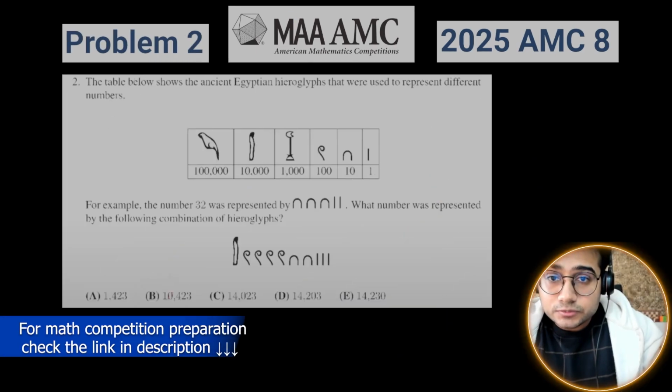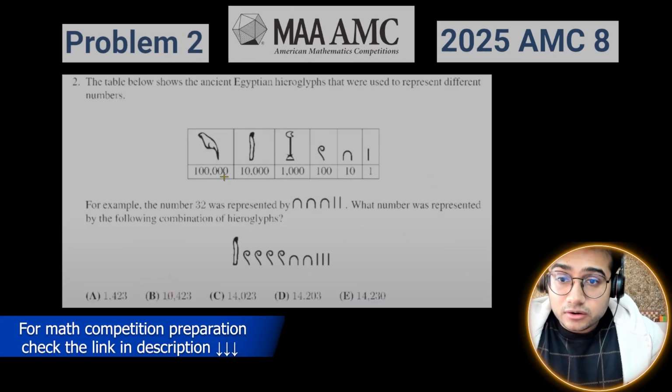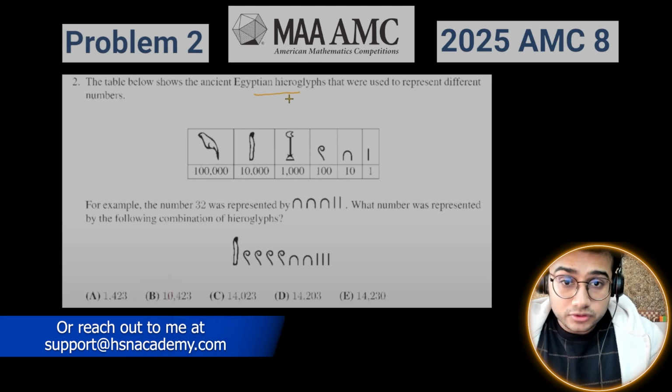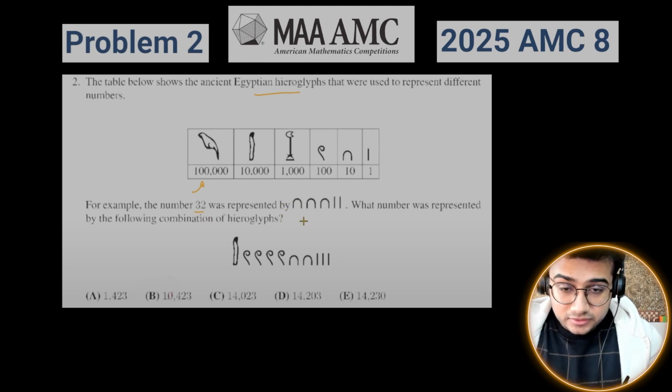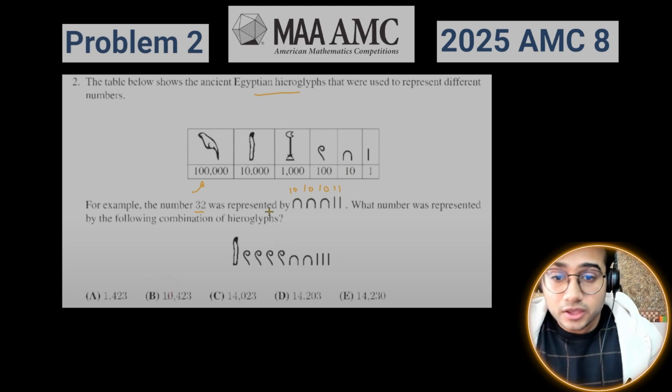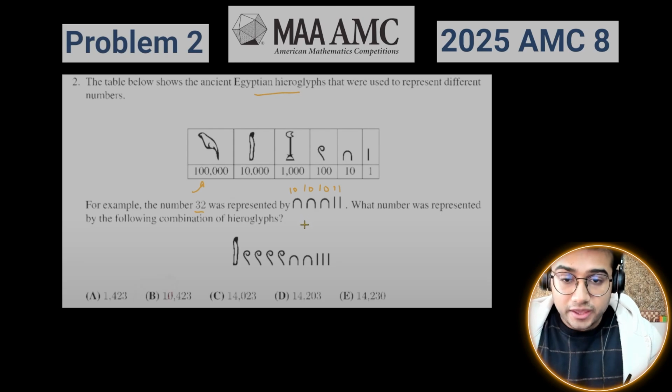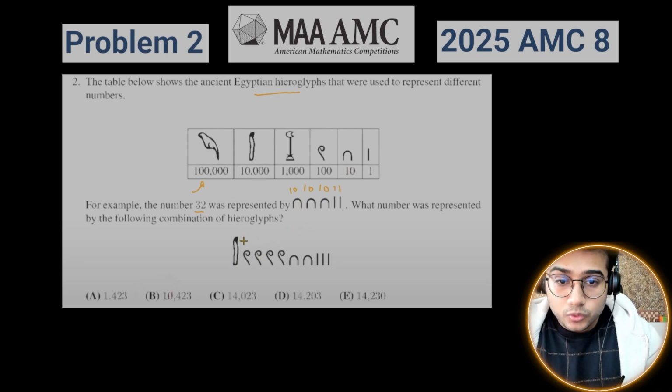Okay, so in this problem, we are shown some Egyptian hieroglyphics and their respective values are also given. And they've given us an example that the number 32 is represented by this combination. So we can see this is 10, 10, 10, 1 and 1. So essentially, just like Roman numerals, to make a number, we just add the values of these symbols together. So they're asking what is the number represented by this combination.